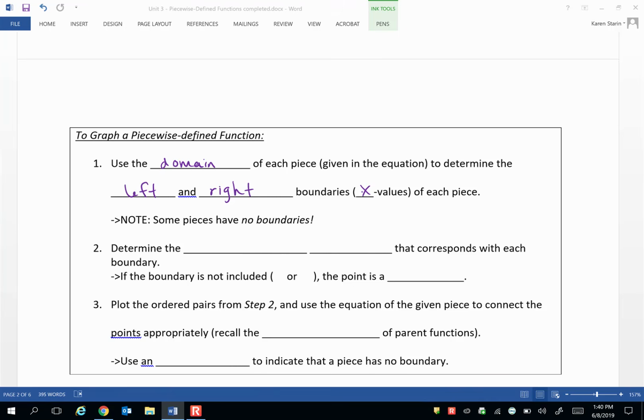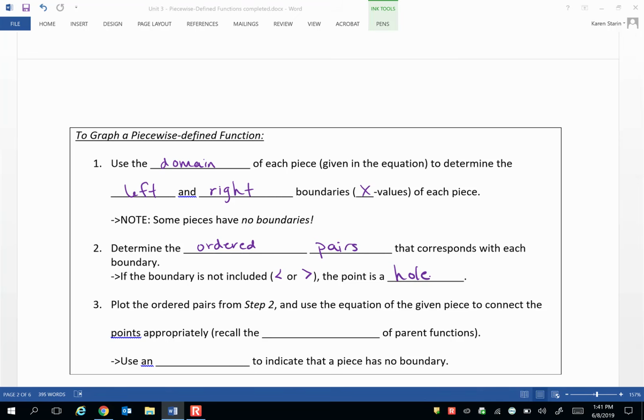Step 2, or guideline 2, determine the ordered pairs that correspond with each boundary, even if you have a strictly less than or greater than. We're interested in what that piece would look like at that point, but we'll usually put a hole there. So if the boundary is not included, again, strictly less than or strictly greater than, then that point is a hole. But we'll still figure out what that point is. We'll just document it with an open circle.